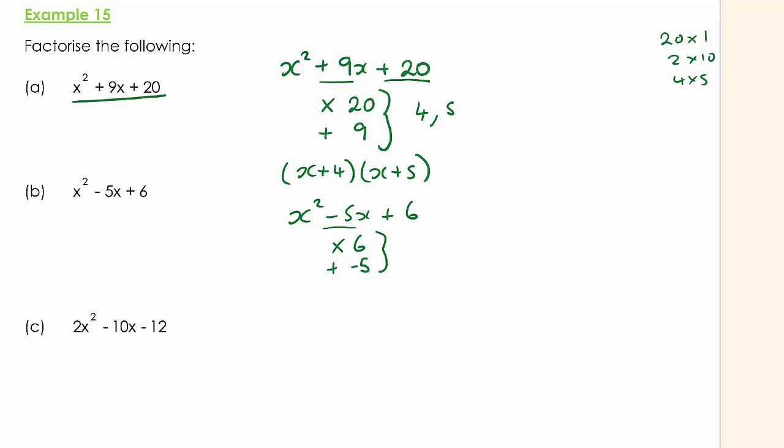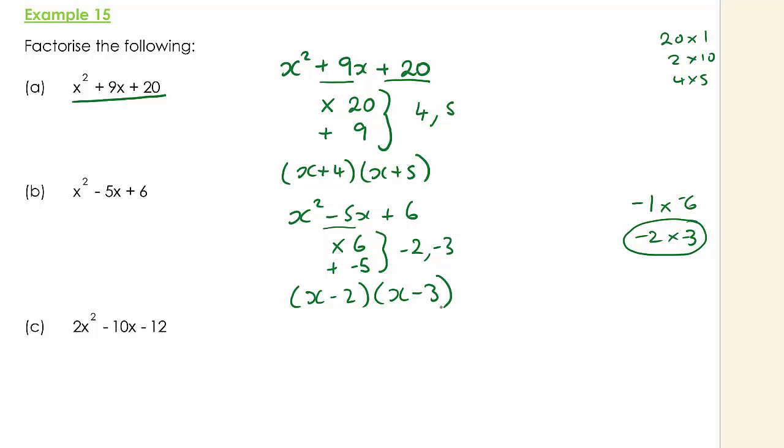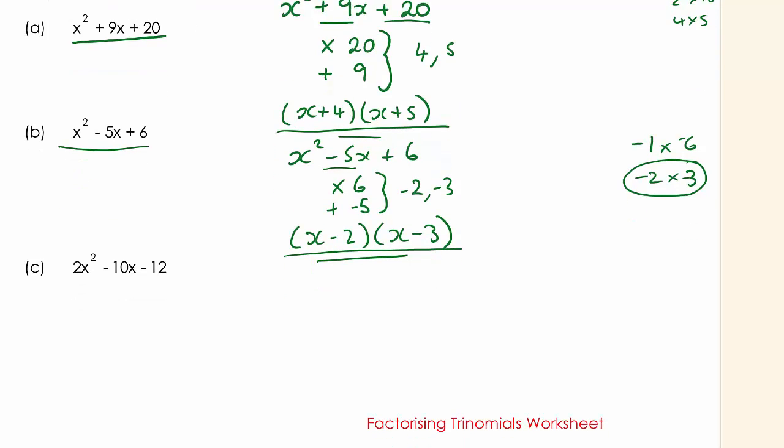So let's think about this 6. Well, we can get 1 times 6, and we can have 2 times 3. We've got to add to negative 5, so it's probably going to be negatives, negative 1 and negative 6, negative 2 and negative 3. And these would add to give me negative 5. So it's going to be negative 2 and negative 3. And so I can say (x minus 2)(x minus 3). And that's it factorized. And again, as I said with the first one, you can always re-expand and just make sure that you get this.